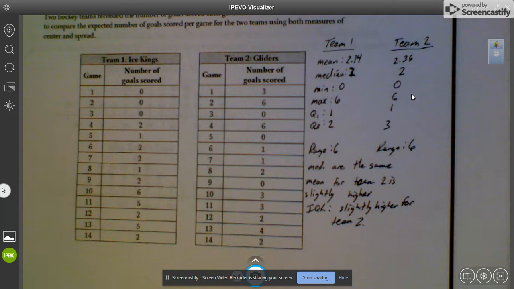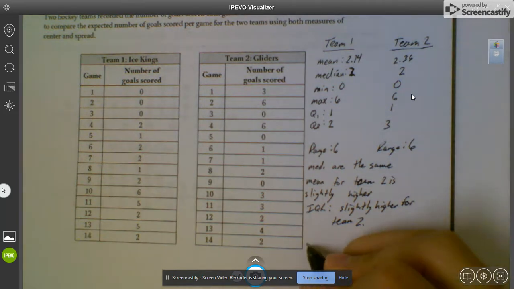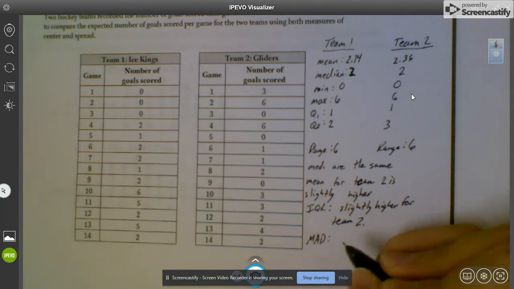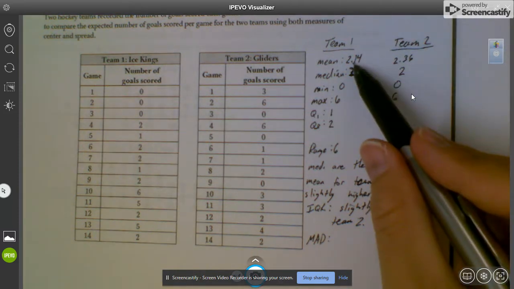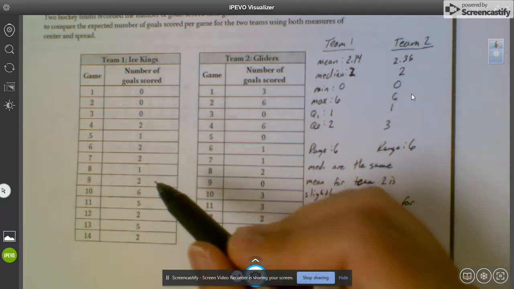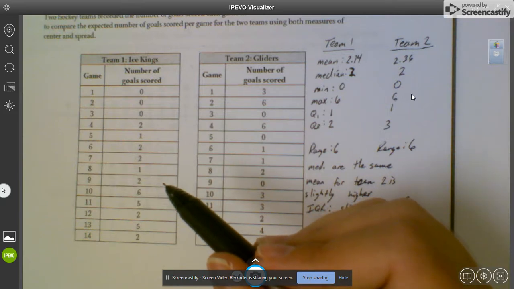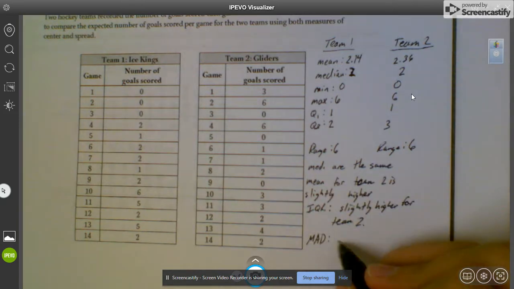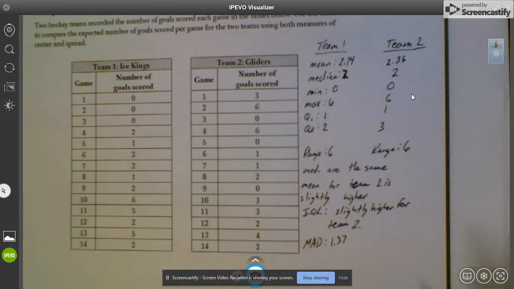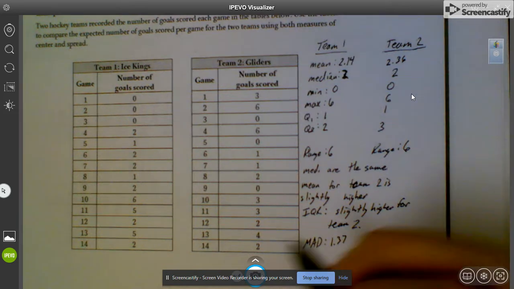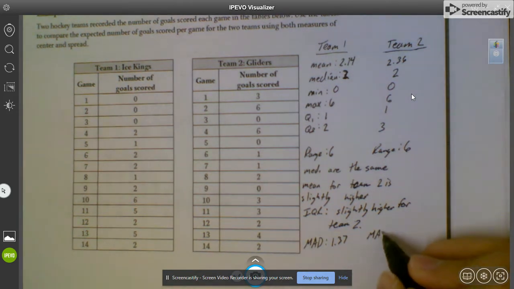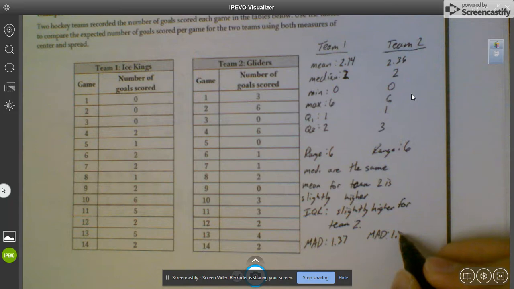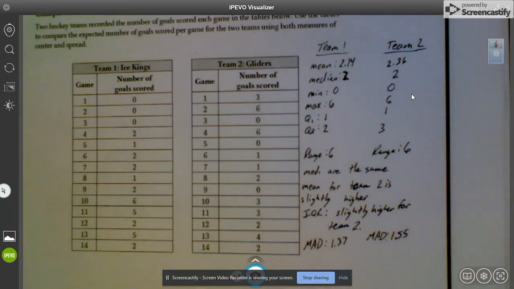For the sake of time in the video here, I'm going to go through this real quickly. If we find the mean absolute deviation for team 1, we go back and find the distance each of these numbers is from the mean, add them up and divide. For the Ice Kings, team 1, your mean absolute deviation is 1.37. And then the other one has a MAD of 1.55. So they're very, very close.